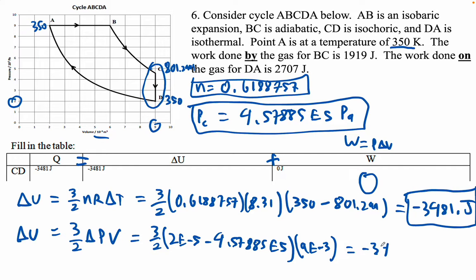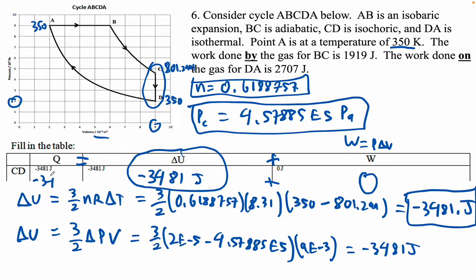Negative 3481, exactly the same decimal too, 0.45691. Okay, so this guy is negative 3481, our delta U. That's joules. And then if you add 0 to that, you get negative 3481 joules for the heat. All right.